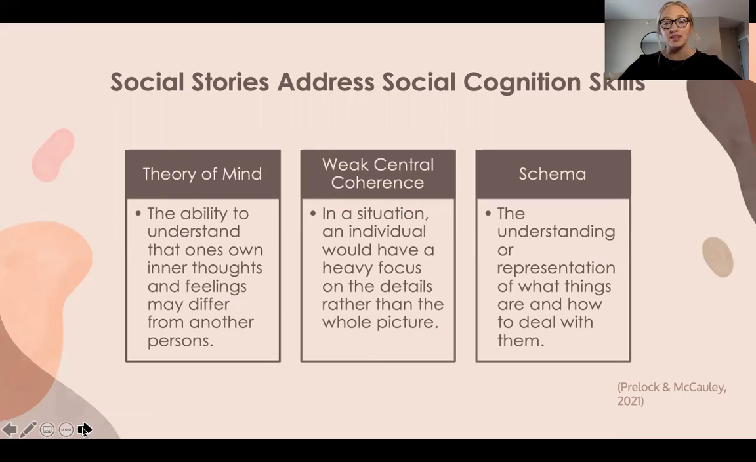This can be addressed with social stories because social stories allow the individual to see the whole picture as well as the events leading up to that situation. And schema is defined as the understanding or representation of what things are and how to deal with them. An example of this would be like in eating, a spoon, a fork, and a knife may be involved.